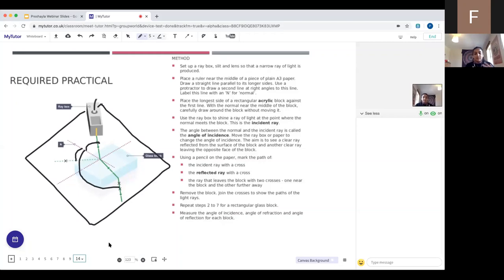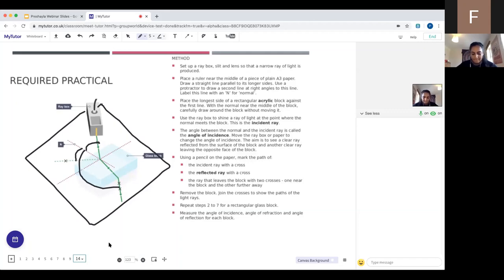Okay, so control variables would be where the glass block is, where the normal is, where the ray box is, the piece of paper, the person who's doing it, those kind of things really. And then how would you make it better? So just to be as accurate as you can when drawing the crosses and joining them up together, making sure that nothing is nudged, and possibly using a different medium, so not just a glass block and an acrylic block. You could use water, you could use a tray of water and experiment with that as well.